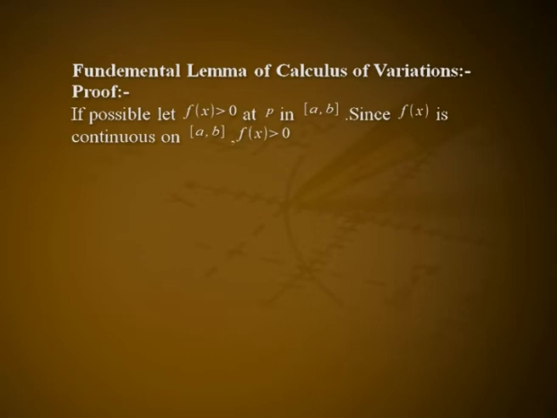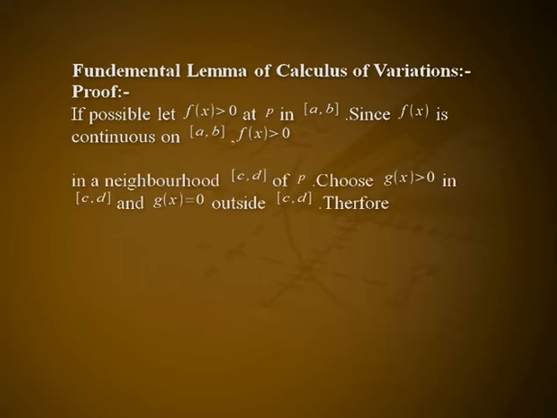This simplifies further if we apply the following lemma. Fundamental lemma of calculus of variations: if for every continuous function g of x, integral a to b f of x g of x dx equal to 0, where f of x is continuous on closed interval a b, then f of x equal to 0 in closed interval a b.